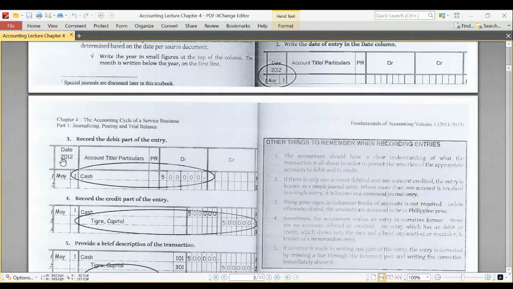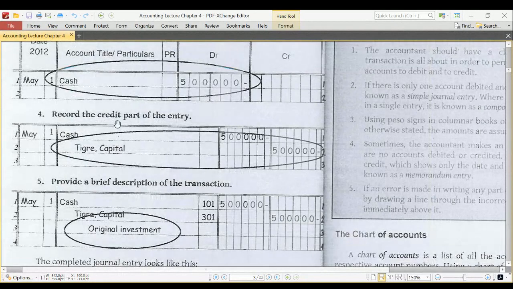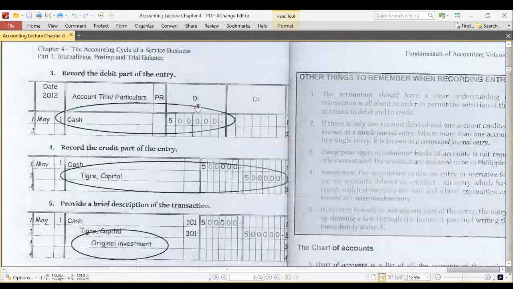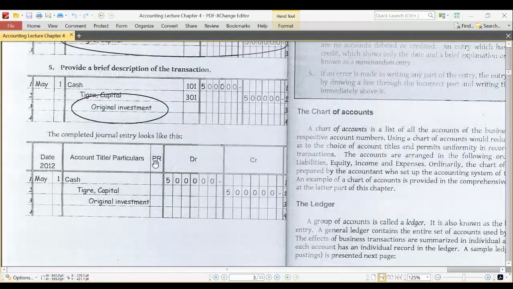If you put the date here, and then put the debit, alam nyo na yan, then credit, ganyan. So, debit cash, credit, ganito. So, makikita nyo naka-indent. Naka-indent lagi yung credit part, just to distinguish the debit and the credit. And of course, here sa journal, meron namang debit side talaga, may credit side din. So, ganyan magiging itsura niya. And then, this is the illustration of a completed journal entry. Debit cash, 500,000, credit Tiger Capital, 500,000, and original investment.